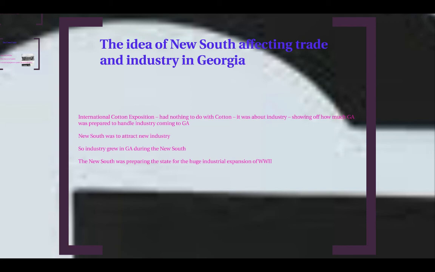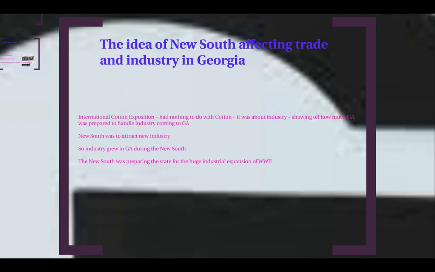Next, the idea of New South affecting trade and industry in Georgia. The International Cotton Exposition had nothing to do with cotton. It was about industry. It was about showing off how much Georgia was prepared to handle industry coming to Georgia. Nothing to do with cotton. The New South was to attract new industry. So industry grew in Georgia during this time, during the New South. And the New South was preparing the state for the huge industrial expansion of World War II.